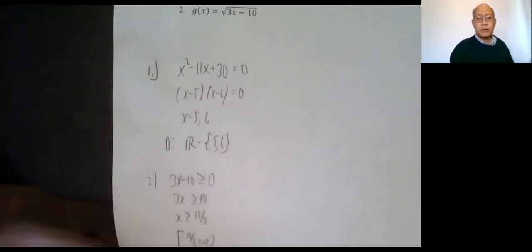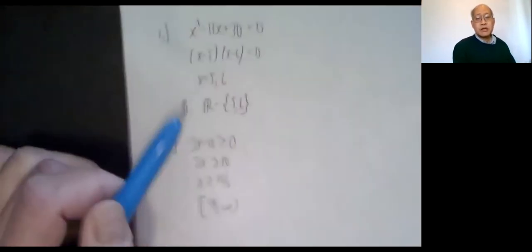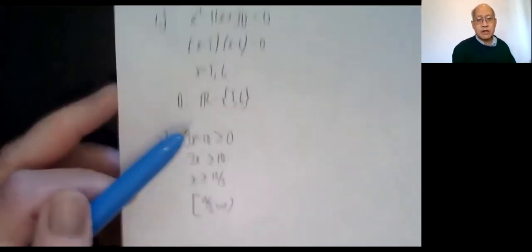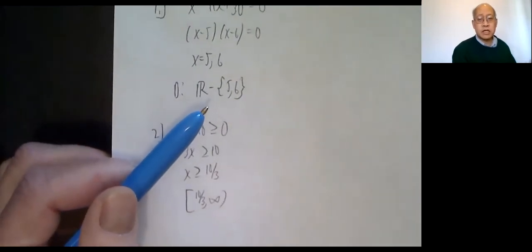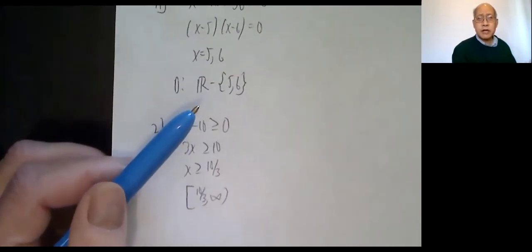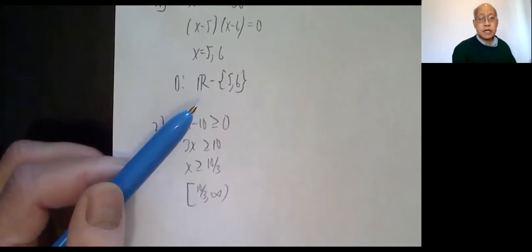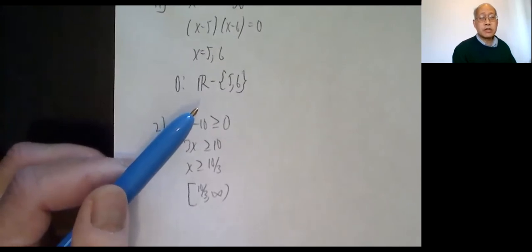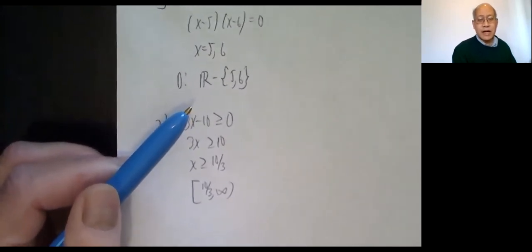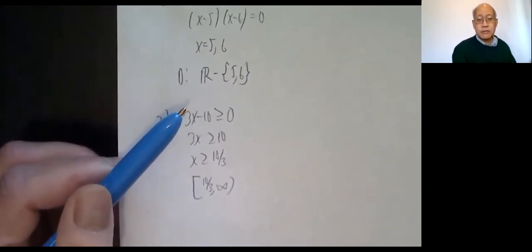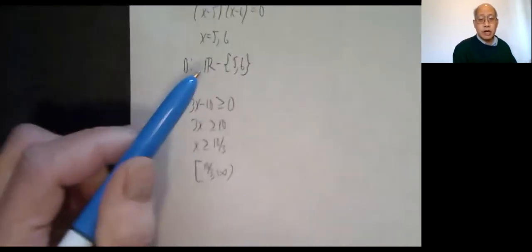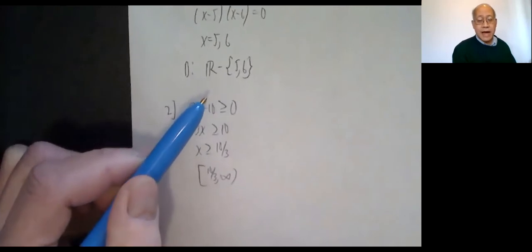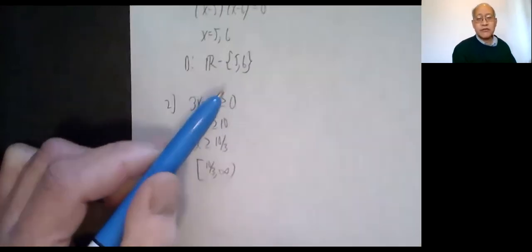All right, now for number one, to me, the easiest way to write the answer is all real numbers minus a set consisting of 5 and 6. Okay. Now, some of you wrote it in interval notation, like negative infinity to 5 union 5 to 6 union 6 to infinity. I accepted that. I actually don't prefer it, and to me, it's harder to read that. Okay. I'm guessing you would agree. If you look at this, you know exactly what it means. All real numbers besides 5 and 6.